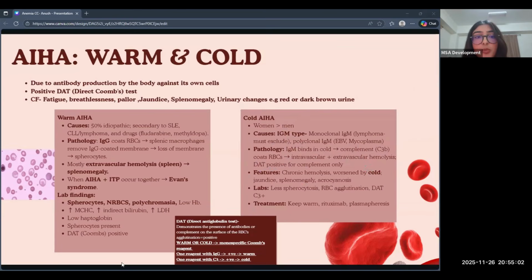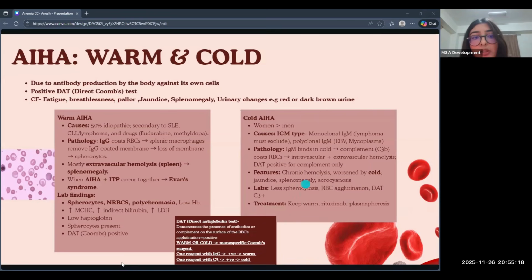The DAT here is positive for complement only, okay? So C3b is basically an opsonin. And opsonins are proteins that tag certain things so that the macrophages can come get them and phagocytose them, basically.